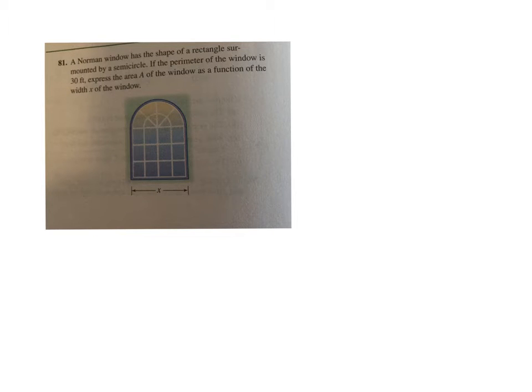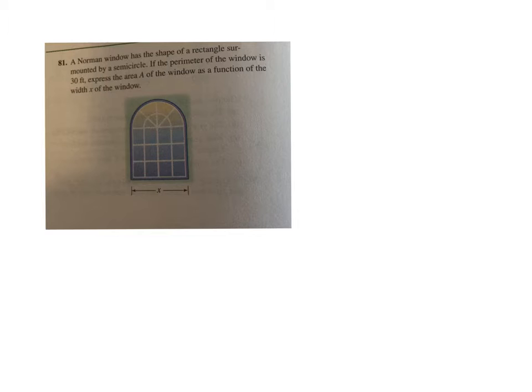So for this problem, we have a window that is in the shape of a rectangle that has a semicircle on top of it. The first thing I want you to notice, by the way, is that it's a rectangle, not a square, so the sides are not necessarily equal. We know the perimeter of the window, so we need to find an expression for the area of the window that includes x in it, and only x, no other variables.